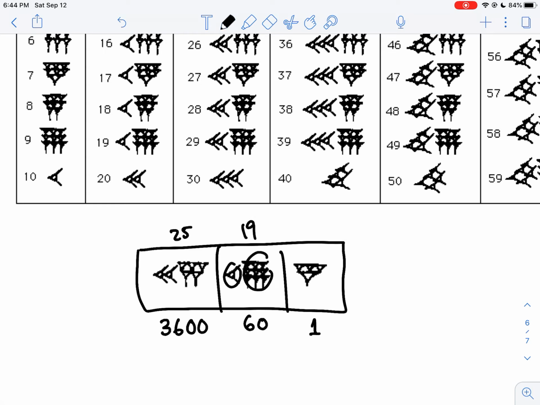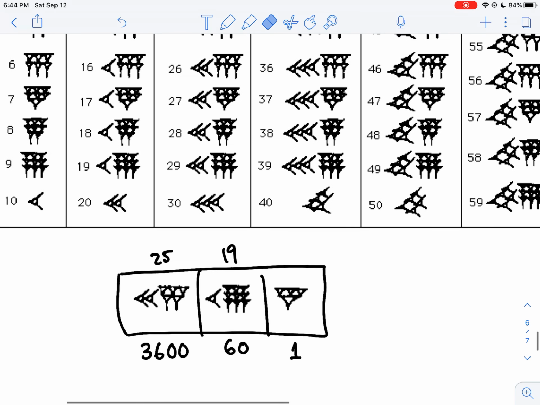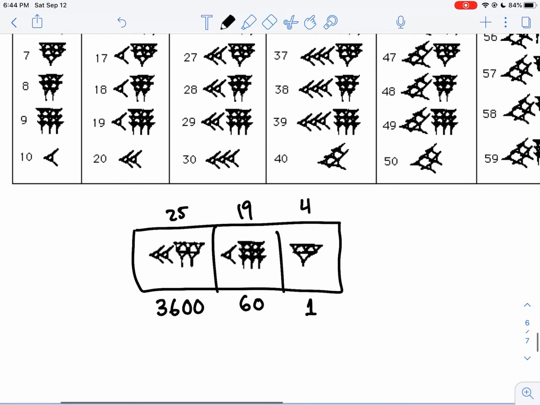This one's a 1 with a 9. This is 19. And then we have 19 60s added to that. And then this last one is just a total of 4. Am I counting that right? Yeah, 4. And then we have 4 1s.